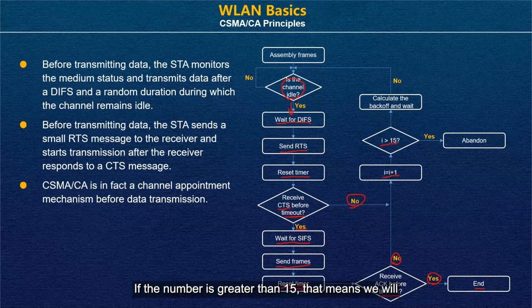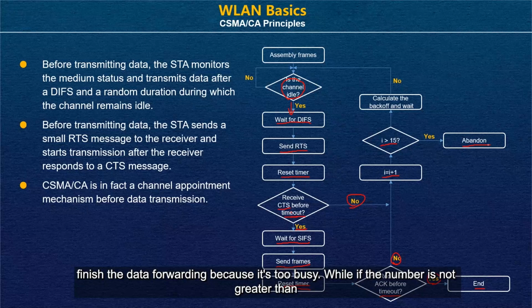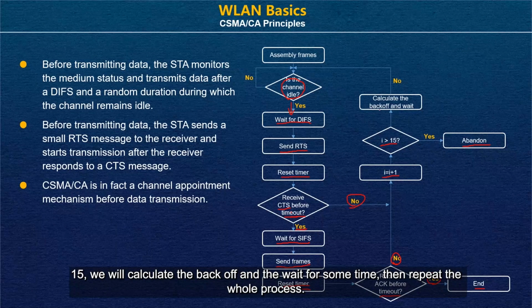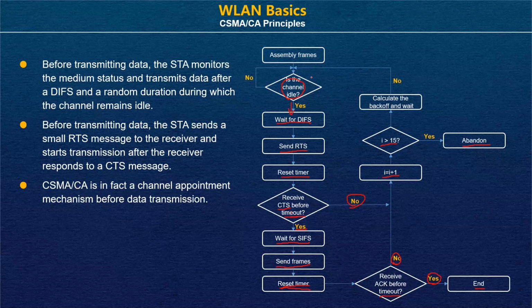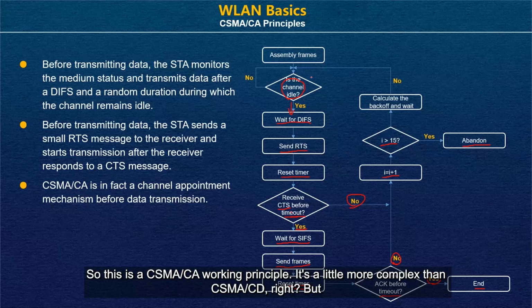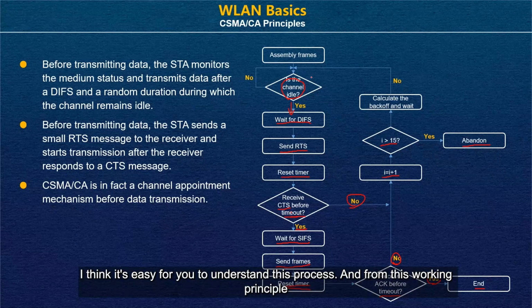For example, if the number is greater than 15, it means we will finish the data forwarding because it's too busy. While if the number is not greater than 15, we will calculate the backoff and wait for some time, then repeat the whole process. So this is the CSMA CA working principle. It's a little more complex than CSMA CD, right? But I think it's easy for you to understand this process.